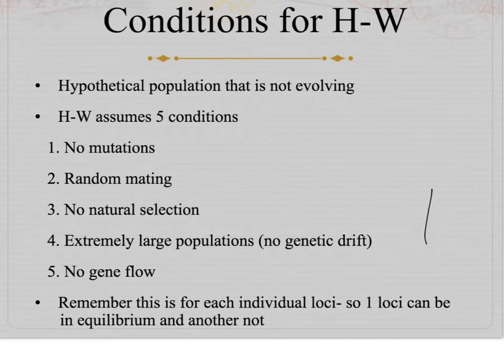So this is for each individual locus, or point on a gene. So here's the thing. One locus can be in equilibrium for Hardy-Weinberg, while another one can't, or another gene could be totally off.